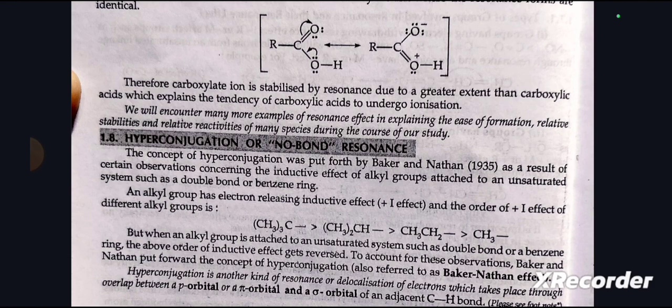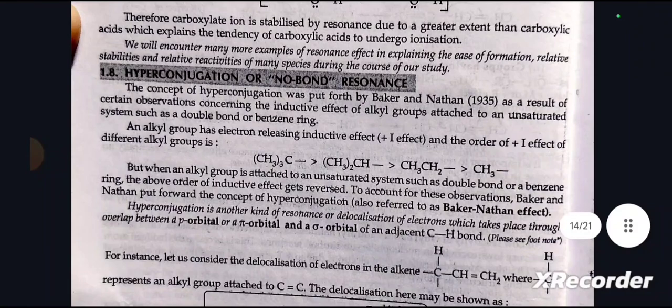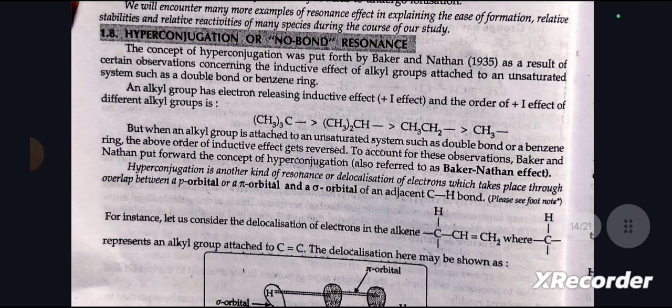1.8 Hyperconjugation or no-bond resonance. The concept of hyperconjugation was put forth by Baker and Nathan in 1935 as a result of certain observations concerning the inductive effect of alkyl groups attached to an unsaturated system such as a double bond or benzene ring.